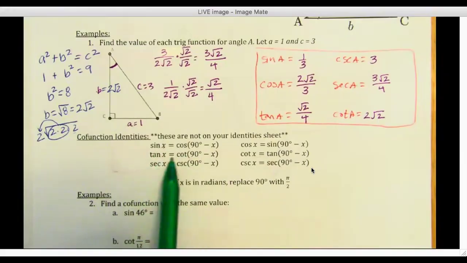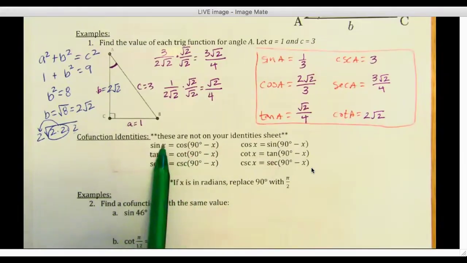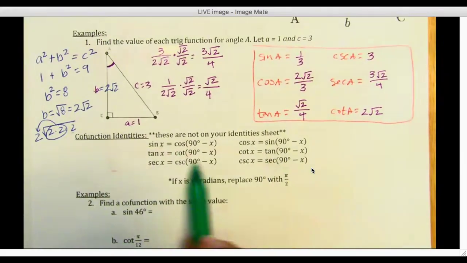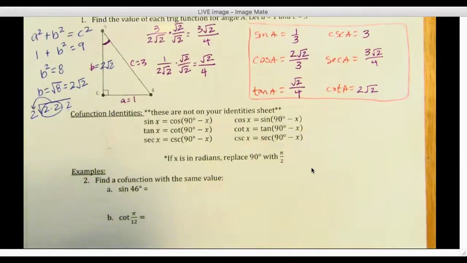So sine x is equal to cosine of 90 minus x. If x was 20 degrees, then 90 minus 20 would be 70. Sine of 20 is going to be equal to cosine of 70. And the same is true for the rest of these. So if we wanted these in radians, we would just replace 90 degrees with pi over 2.